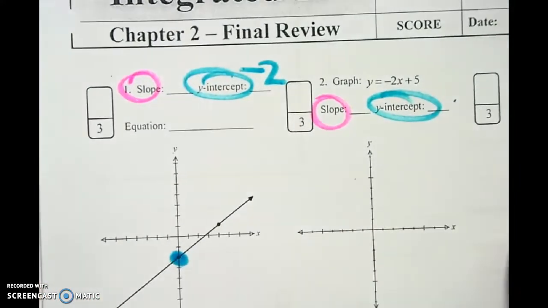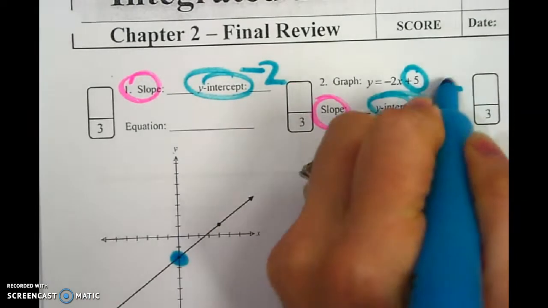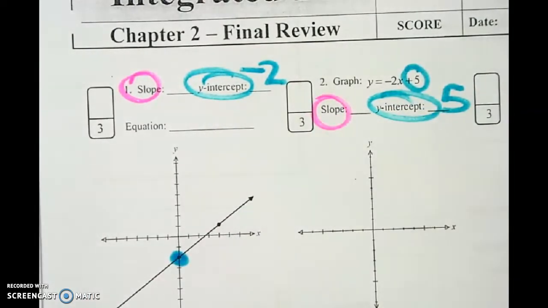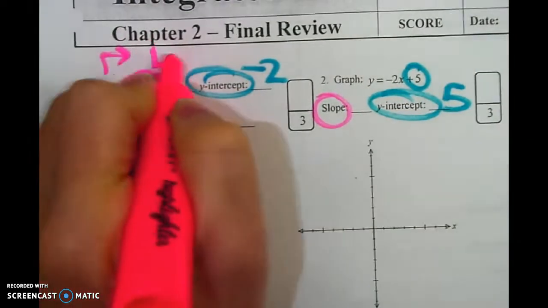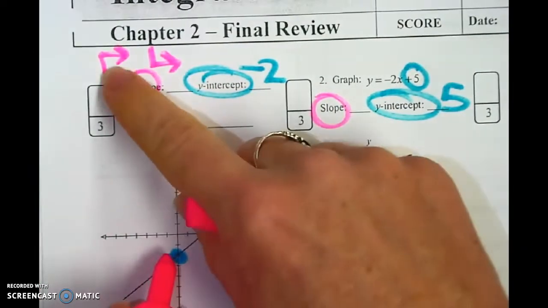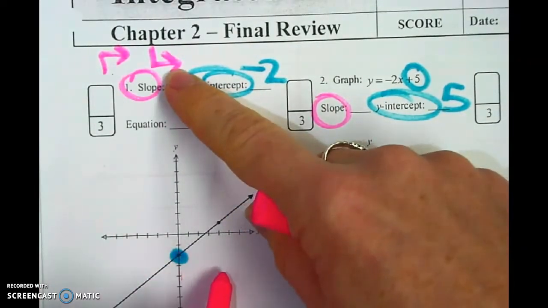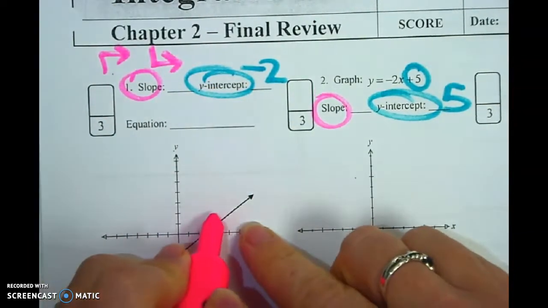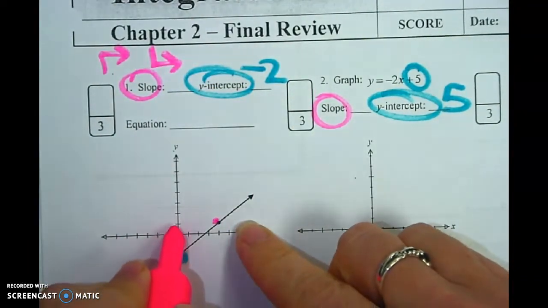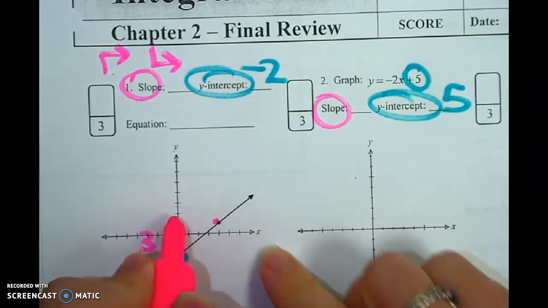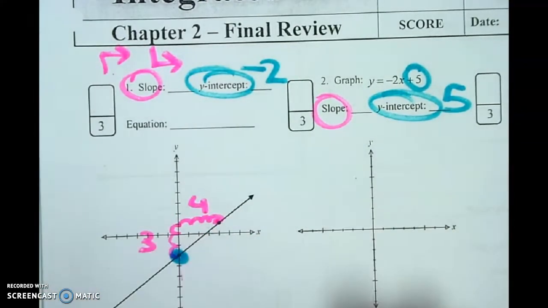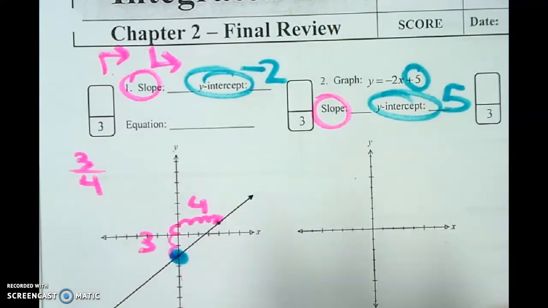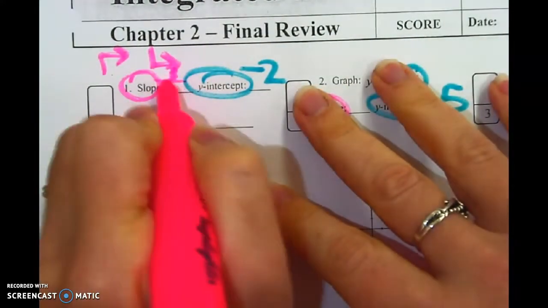-2. What is that? 5. Look how they relate to each other. Now for slope, I either go up and right or I go down and right. If I went down and right, there'd be nothing there. So I go up and right. I'm going to go up 1, 2, 3, and I go over 1, 2, 3, 4. So I see 3 over 4. I can't simplify it. All done.